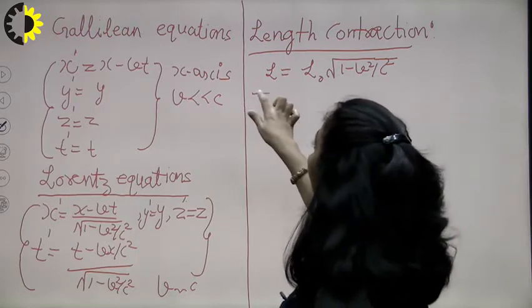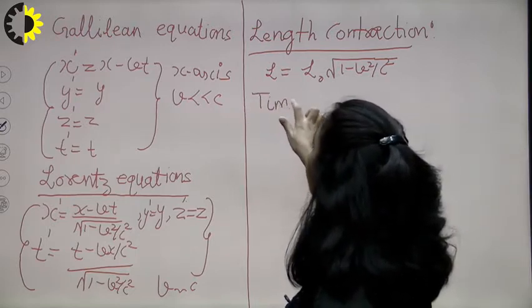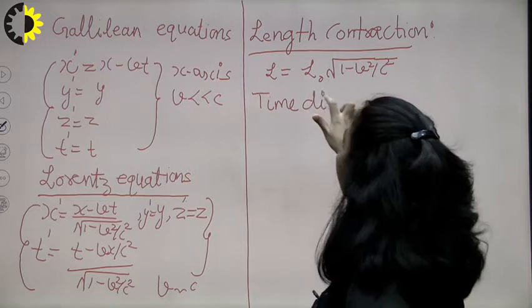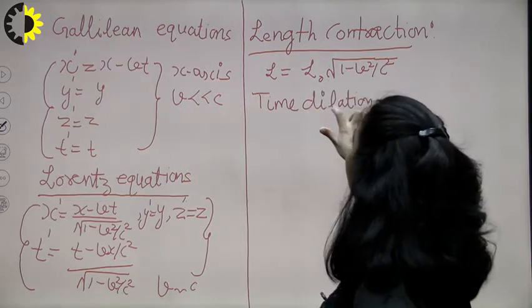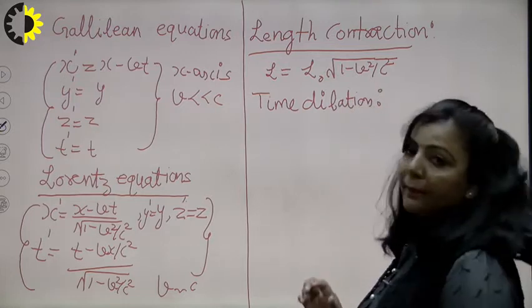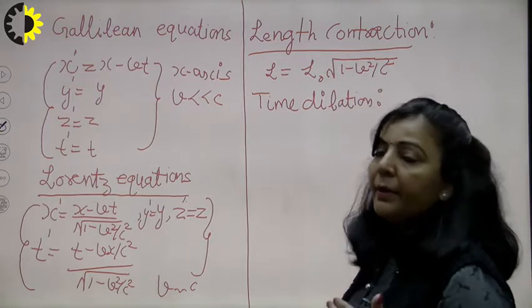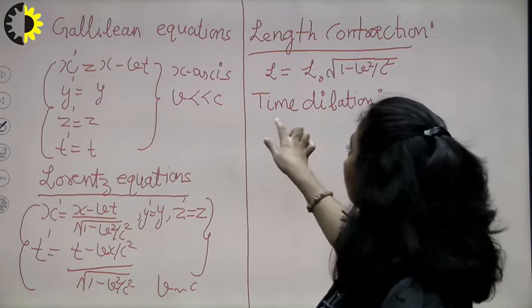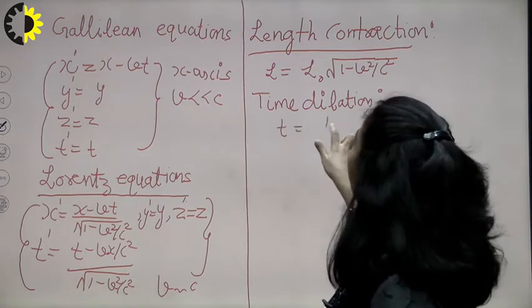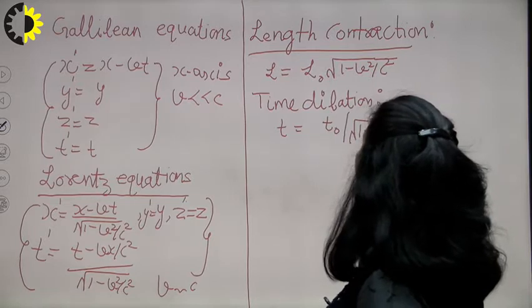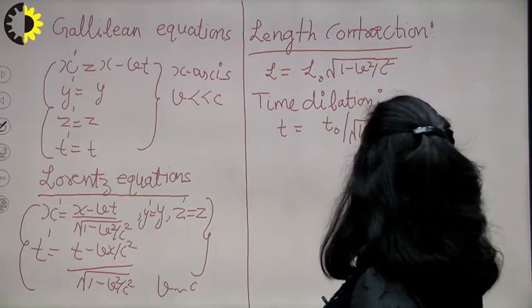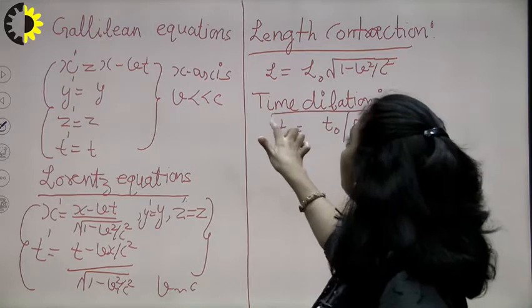Then you have the time dilation concept, right? According to the time dilation concept in relativistic mechanics, when an object is traveling with relativistic speed, even time is affected by that motion of the object. So the time dilation formula is T equals T naught upon under root 1 minus V square upon C square. So this is your time dilation, right?